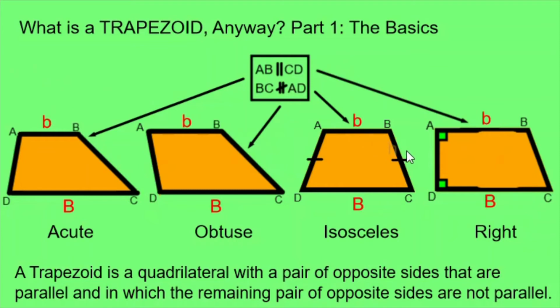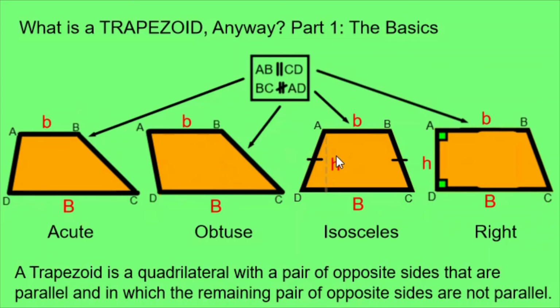I'll start with the right trapezoid. Its height is this upright side. To be a height, it has to be perpendicular to the base. And a right trapezoid has a side that is perpendicular to the base. The other 3 also have heights, but they are not a side of the trapezoid.